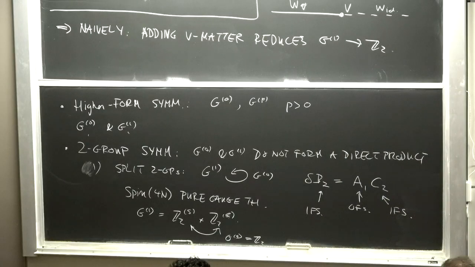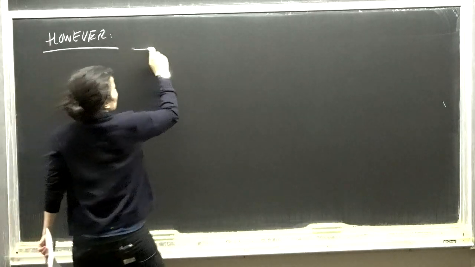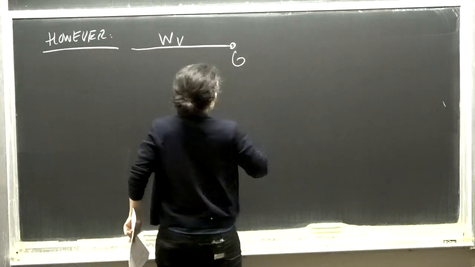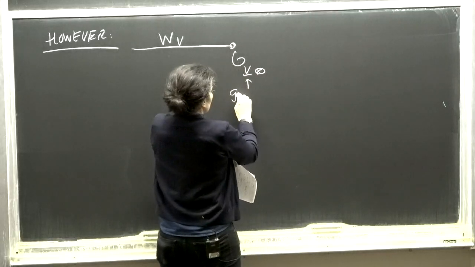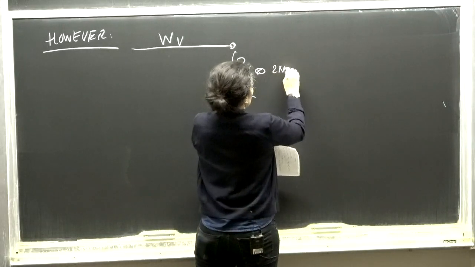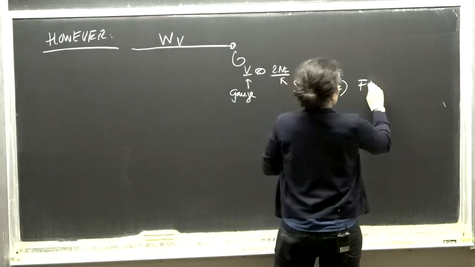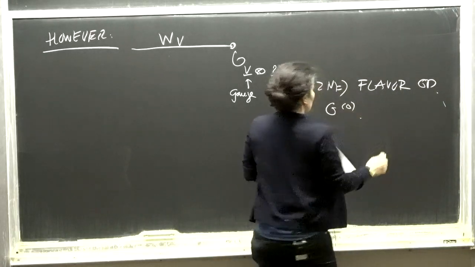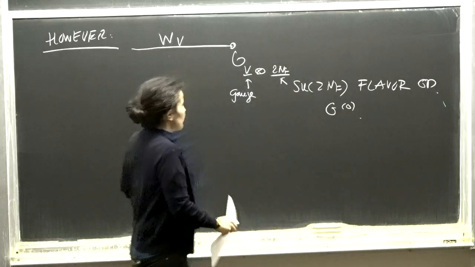Okay, so however, this operator that I put there, this O, so if I have this Wilson line, the W Wilson line in the vector, there's an operator now which is in the vector W, but it's also, this is with respect to the gauge group, it's also in a 2NF of the flavor. There's an SU(2NF) flavor group. So this is something we would call G0. Right? So it transforms in this representation.